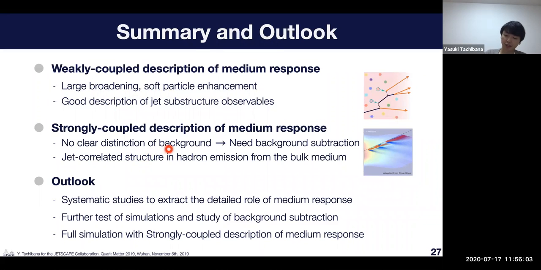And in the strongly coupled description, when we turn on hydrodynamic medium response, we do not have a clear distinction between the so-called background and the jet-correlated part, and the jet energy momentum carried by the medium. So we need to have background subtraction. But once we have that, we can see jet-correlated structure in hadron emission, also from the bulk medium.